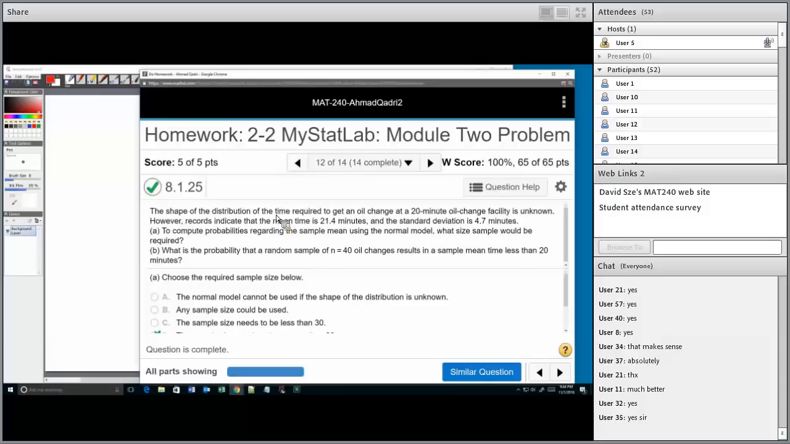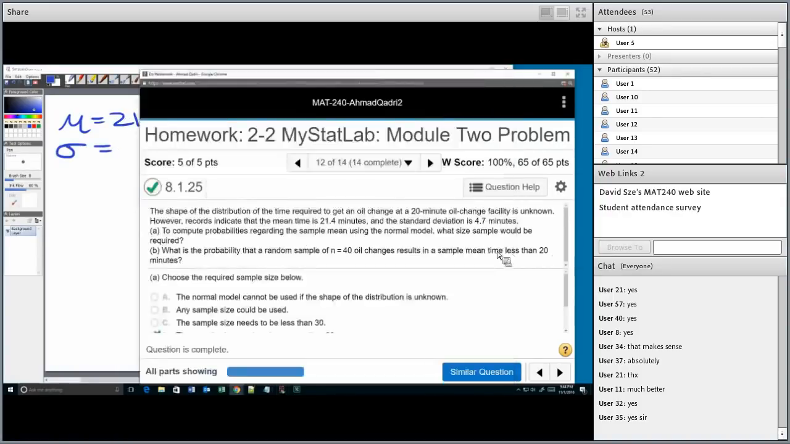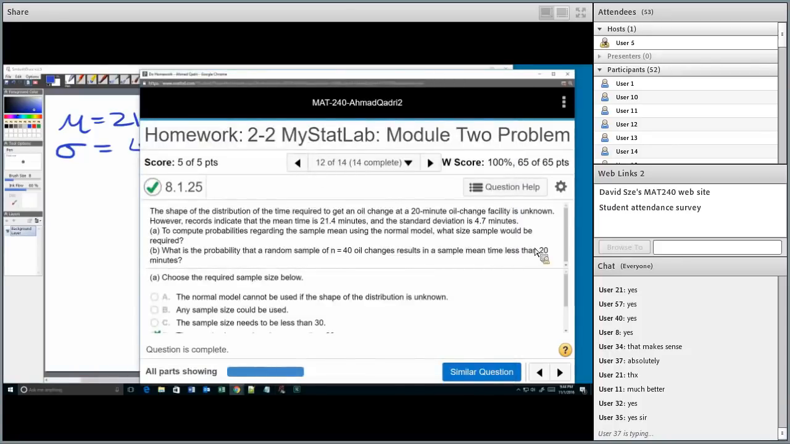The shape of the distribution of time required to get an oil change is unknown. You don't know the shape. However, records indicate that the mean is 21.4 and the standard deviation is 4.7. To compute probabilities regarding the sample mean using the normal model, what size sample would be required?